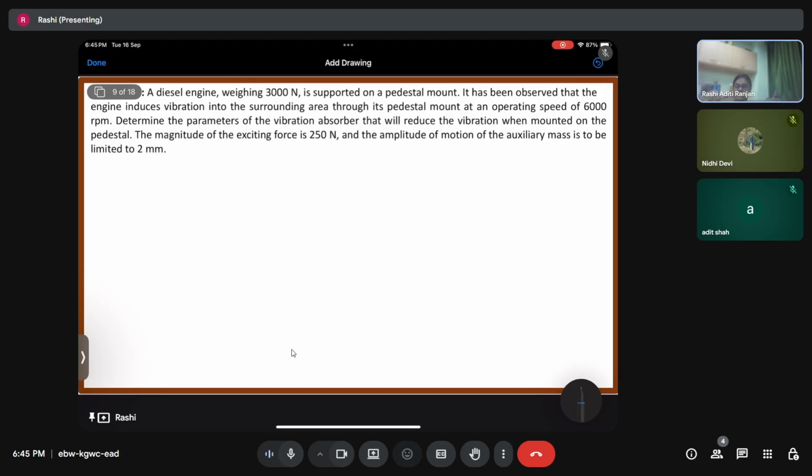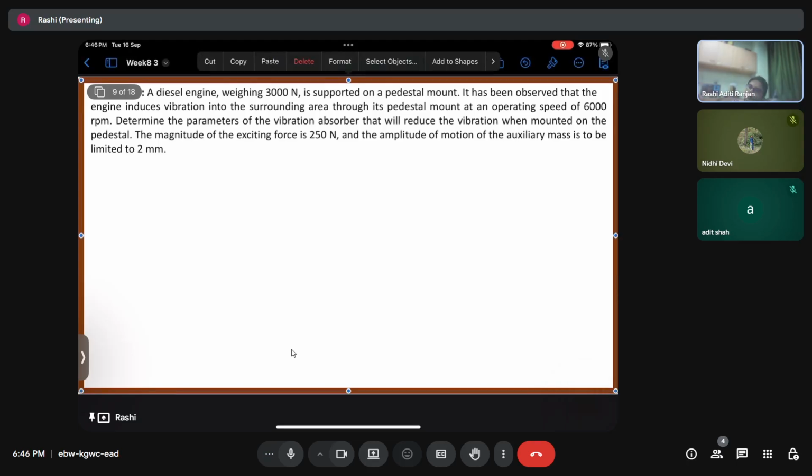For example, we have this laptop. Everyone has a laptop. If you look, it has rubber supports at the bottom. Yes, it is to prevent scratches, but it is also important to keep the laptop isolated from any surrounding vibration, because it can cause harm to the system. So now this question is about a vibration absorber.